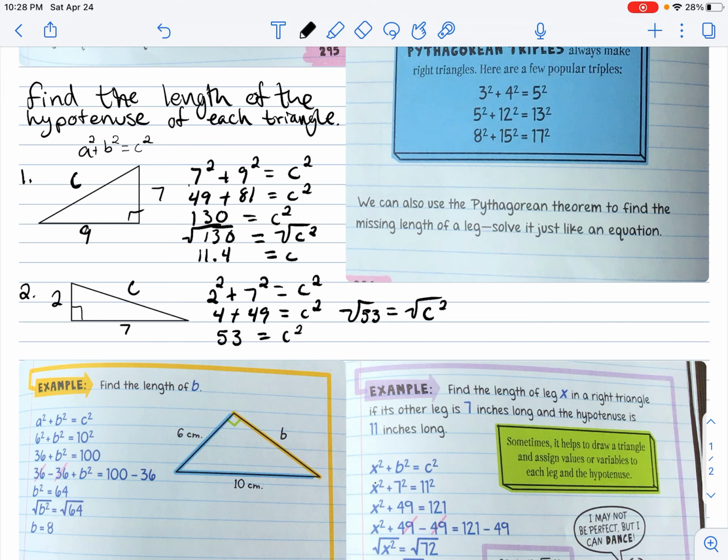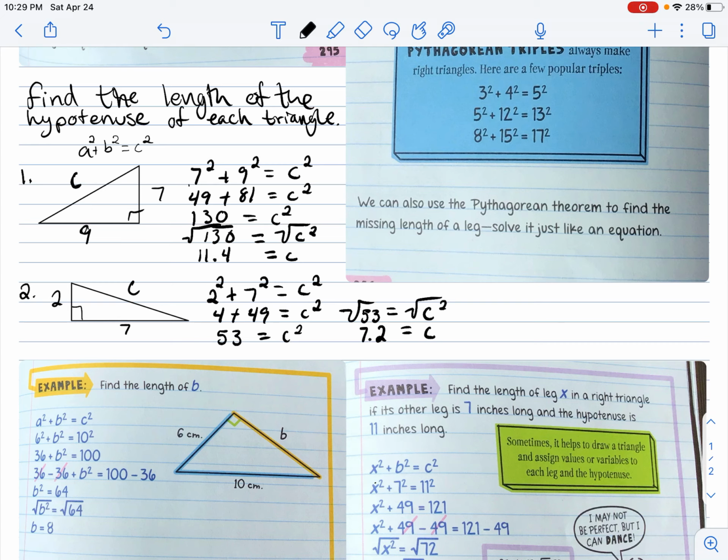Okay, and the square root of any number squared is just that number. So C equals, and this is going to be 7 point... Once again, 53 is in between 49, which is 7 squared, and 8 squared is 64. So it's 7 point, and I'm just going to round once again to just 2. 7.2 equals C. Okay, so that's using the Pythagorean theorem.